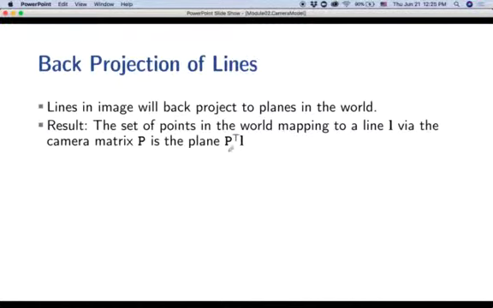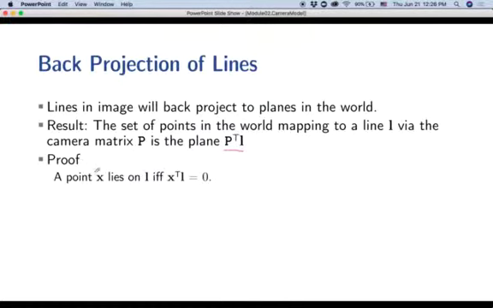First thing, check the dimension here. What is the dimension of P transpose? 4 by 3. What is the dimension of L? It's a line in the image, so it's 3 by 1. So 4 by 3 times 3 by 1 is a 4 by 1, which indeed can be a plane. A plane is represented by a 4 by 1 vector. So my claim is that this plane P transpose L is the plane that is formed by the back projection of line L in the camera P. All right, so let's now prove it.